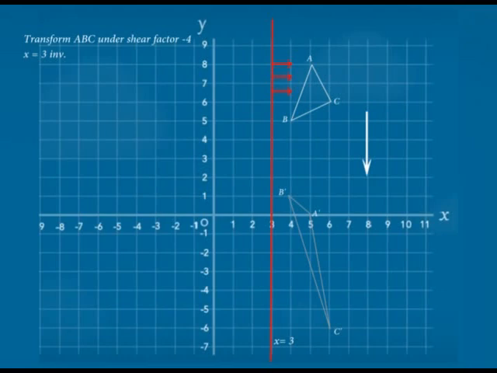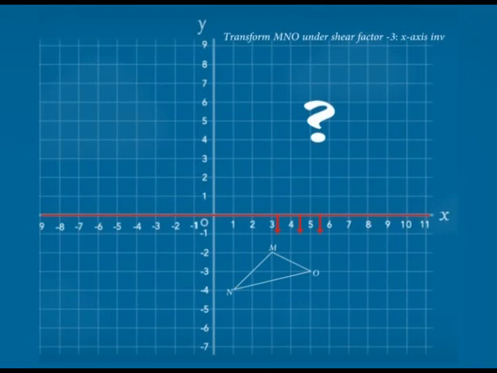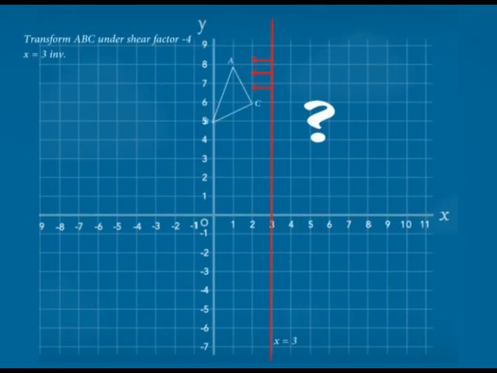Suppose now the figures were below or behind the invariant lines. What would happen if this triangle MNO was below the x-axis, which is the invariant line? Or this triangle ABC was behind the line x equals 3? In these cases, we take the perpendicular distance to be negative. We then proceed to multiply with the shear factor and get the displacement.